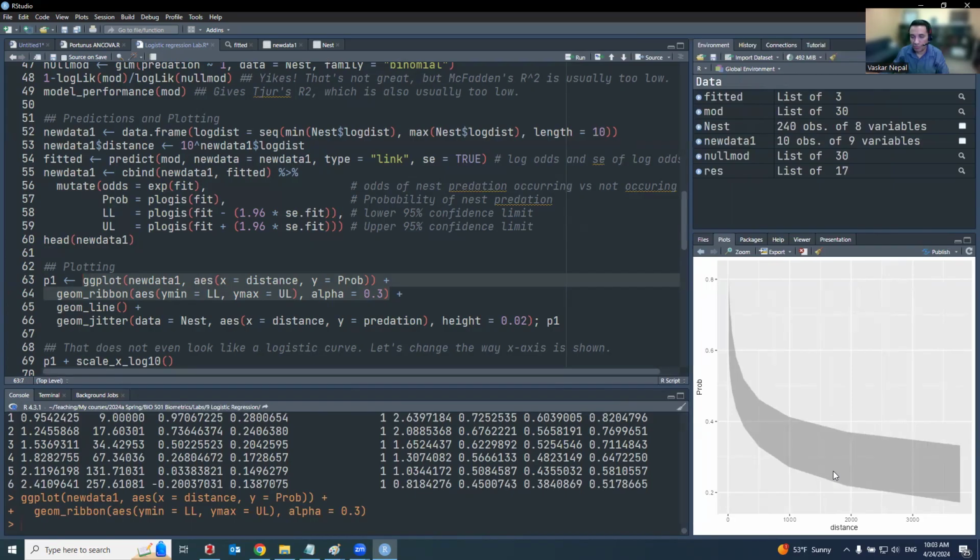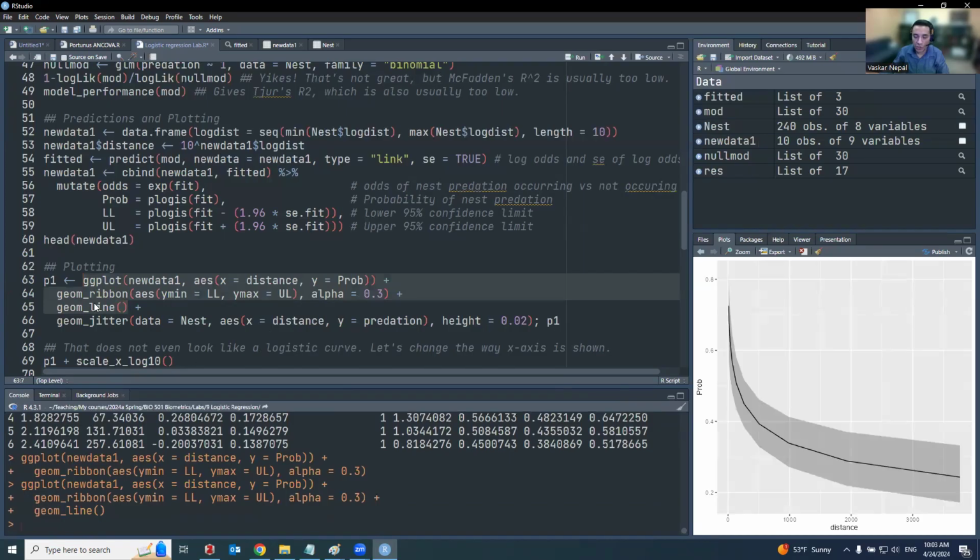Okay, don't worry about the shape right now. Just note that there is the 95% confidence band. Now we want to add the actual line, the actual prediction. So we do that by adding geom_line. So we have our actual prediction there also. And then we finally add the data. And for that, we need to use the data frame nest. On the x-axis, we have distance. On the y-axis, we put predation. And we jitter it a little bit. Not on the width scale, not on the distance scale, just up and down a little bit. So we create that and we save that as the object P1.